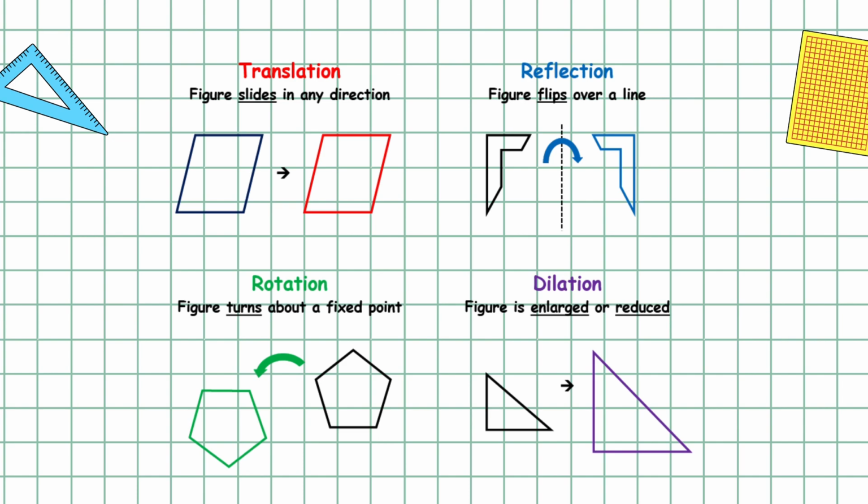And lastly, we have dilation. Dilation enlarges or reduces a figure by a scale factor, while preserving its shape but changing its size. For example, increasing the size of a triangle by a scale factor of 2, or shrinking a circle to a half of its original size.